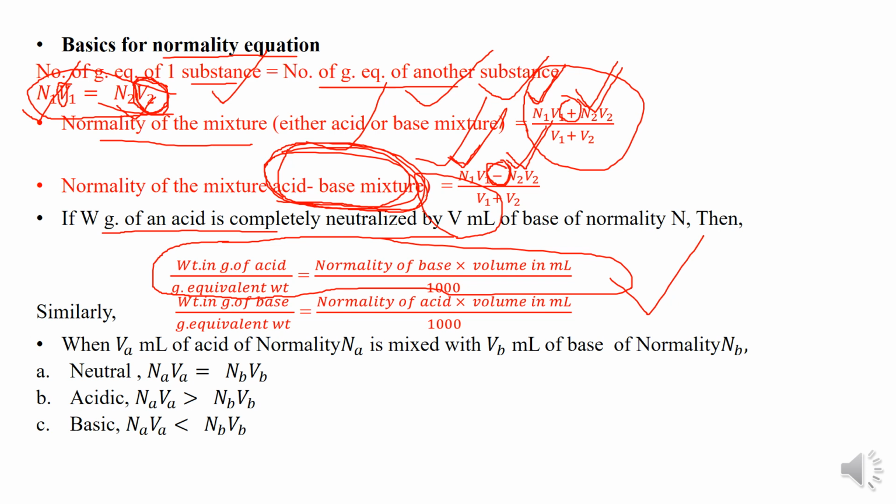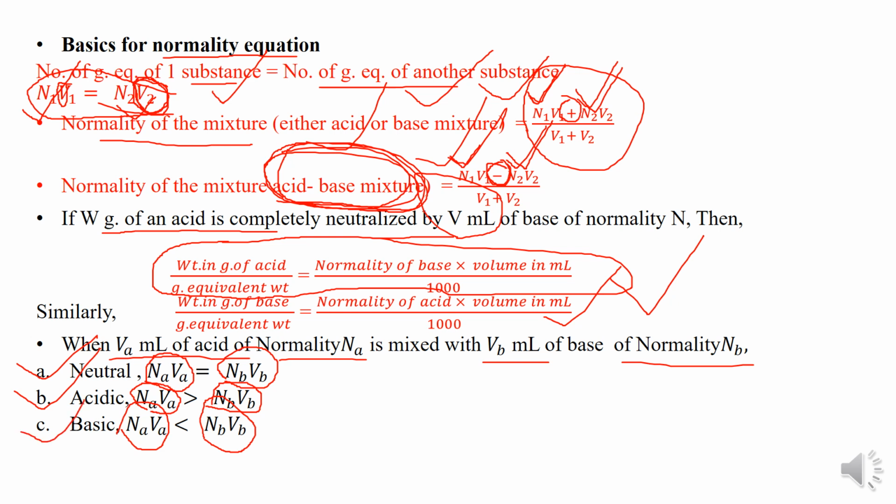You have to remember this formula also. When Va ml of acid of normality Na is mixed with Vb ml of base of normality Nb, then if the number of gram equivalents of acid is equal to the number of gram equivalents of base, the solution will be neutral. If the number of gram equivalents of acid is greater than that of base, the solution will be acidic. And if the number of gram equivalents of acid is less than that of base, the solution is basic. This is a very important concept. All these points are very important.